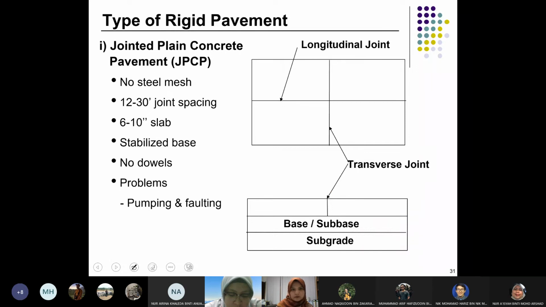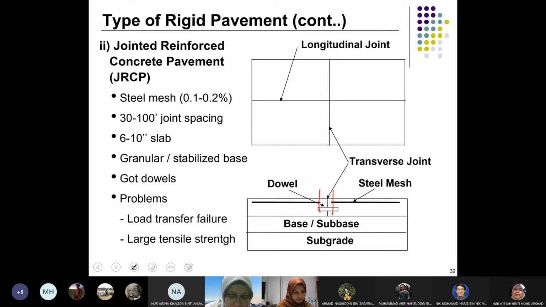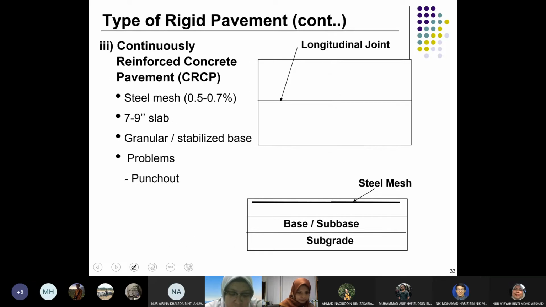Okay, there are a few types of how they join the rigid pavement. First is joint plain concrete pavement, any very basic one lah. Okay, and then you have a jointed reinforcement concrete pavement. Kalau tengok di situ, dia ada dowel bar and they put it steel mesh. Okay, beza dia lah dengan yang very basic tadi tu. Then you have continuously reinforced concrete pavement. Dia menggunakan fully steel mesh. Steel mesh tu dia datang dalam satu lembaran yang besar lah. Okay, one sheet kan, yang besar.